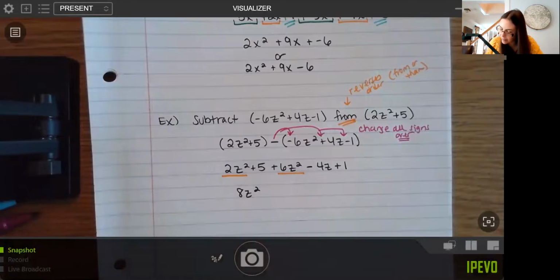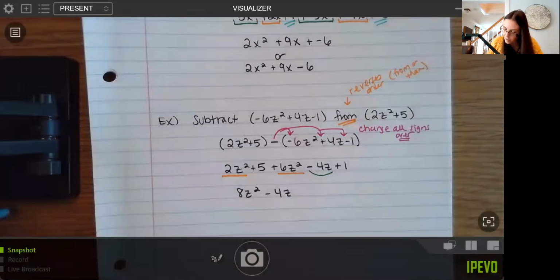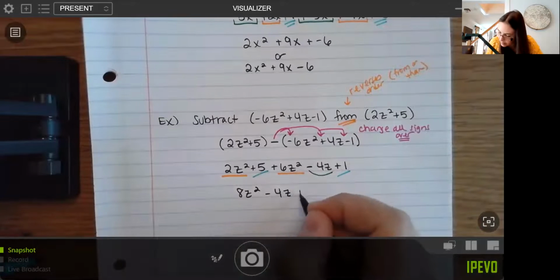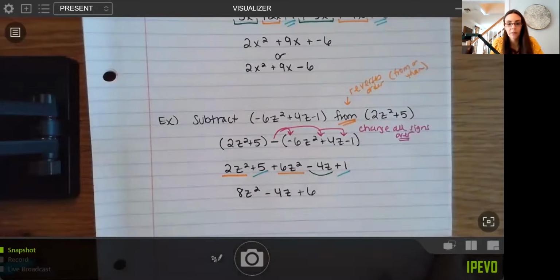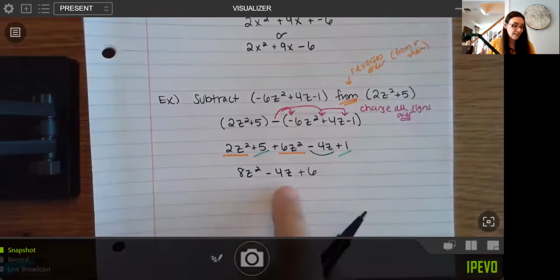Let's see, I have a minus 4z just kind of hanging by itself, so I'm just going to bring that straight down. And then I have a plus 5 and a plus 1, which is positive 6. And remember, once you're adding and subtracting, the variable part just stays exactly the same. So we don't have to worry about changing anything over there.